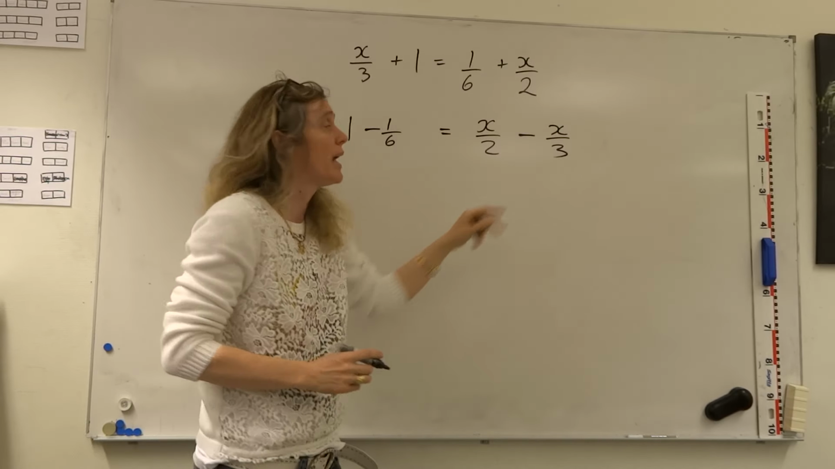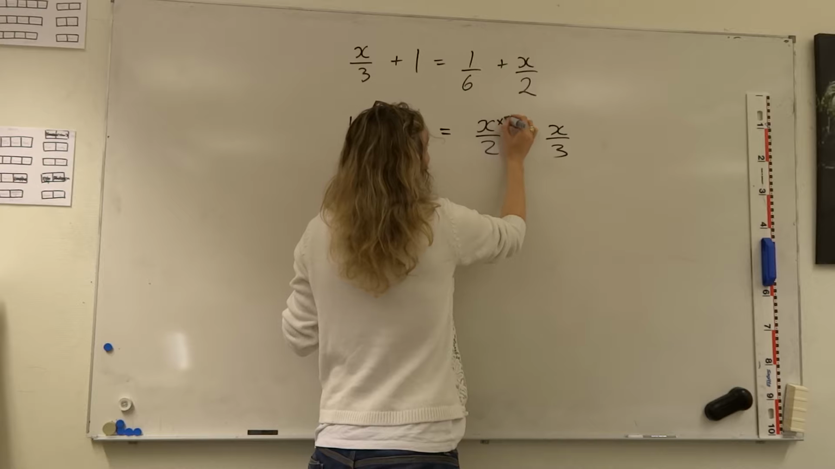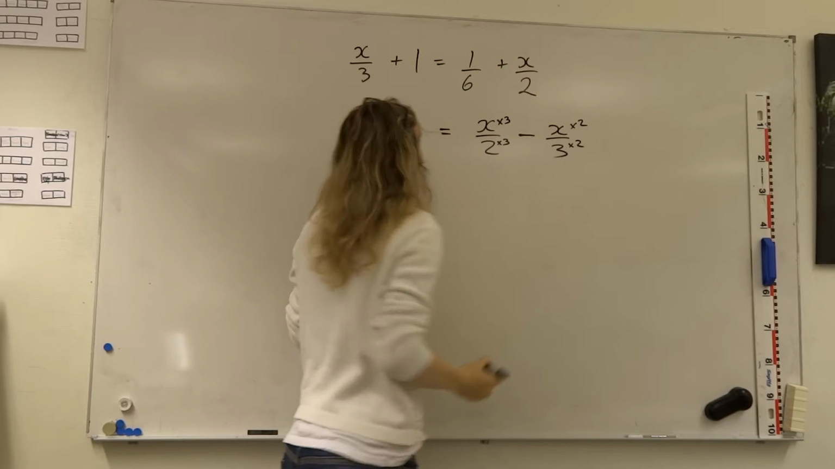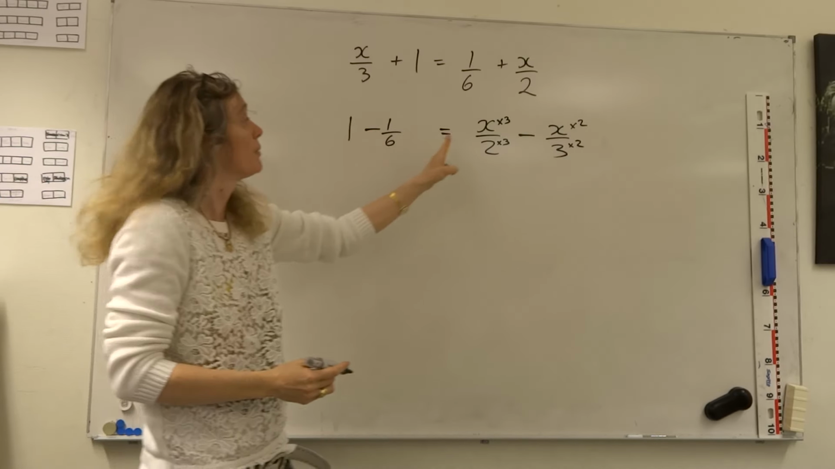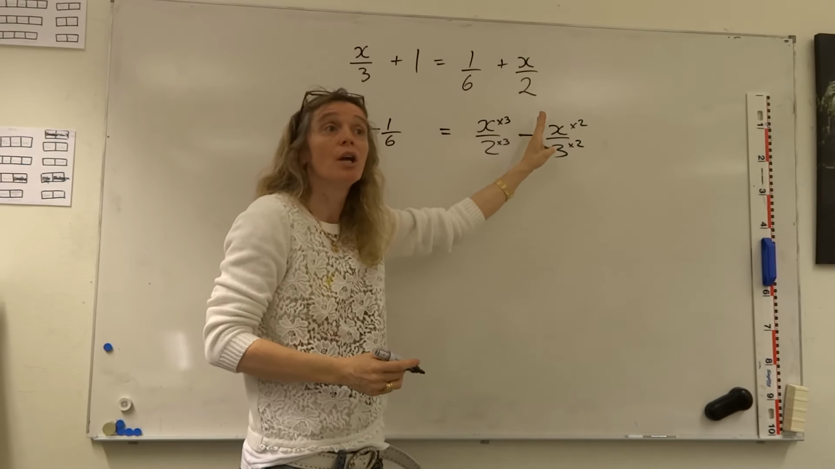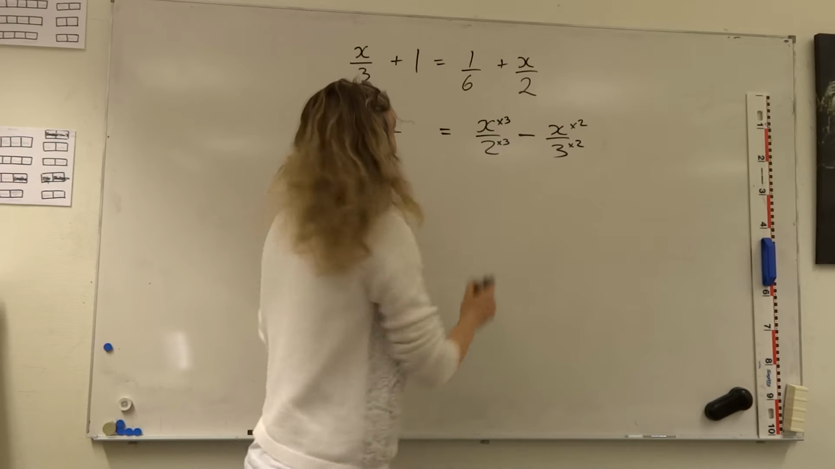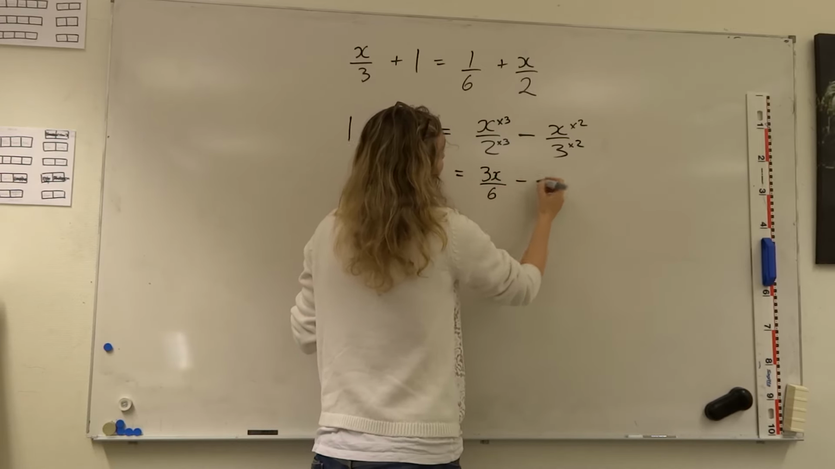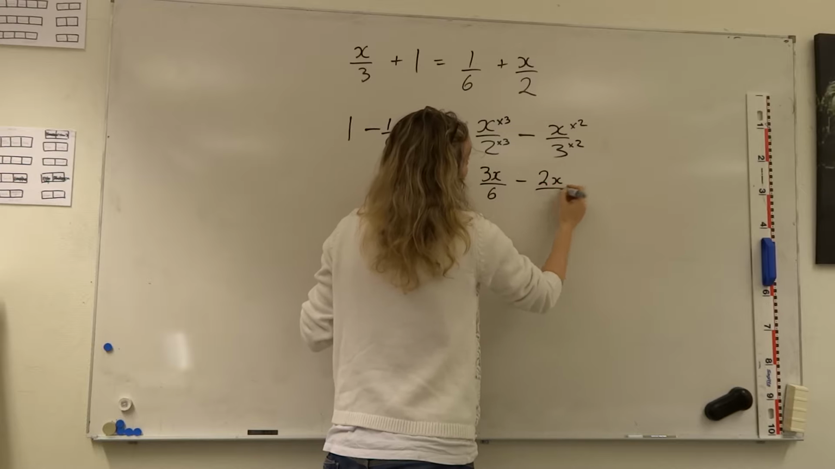I have different denominators. So I would have to multiply this one by 3 and this one by 2. I actually don't have to do anything to this side because I'm just changing this one to equivalent fractions. When I do that, I get 3x over 6 minus 2x over 6.